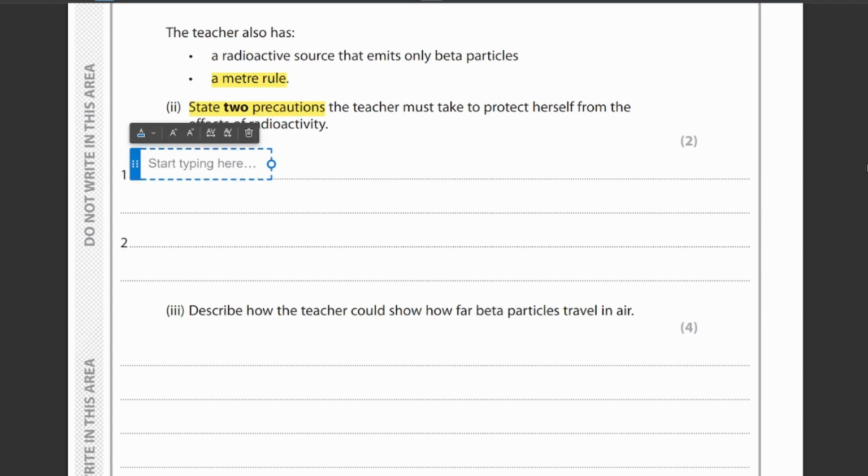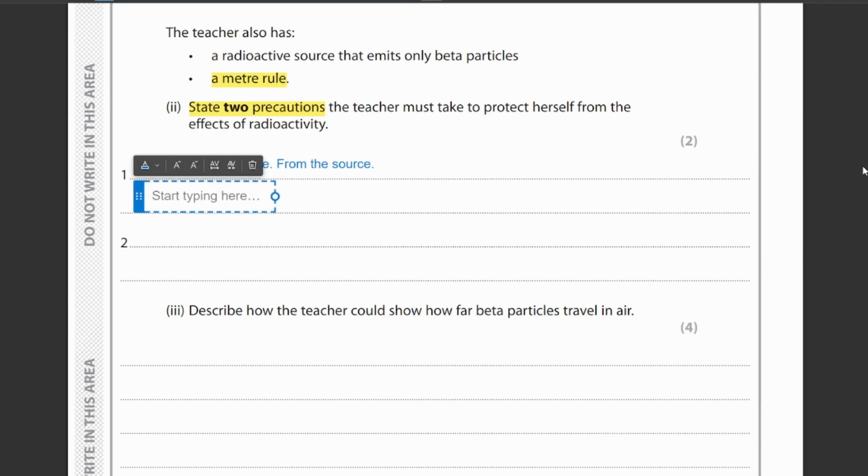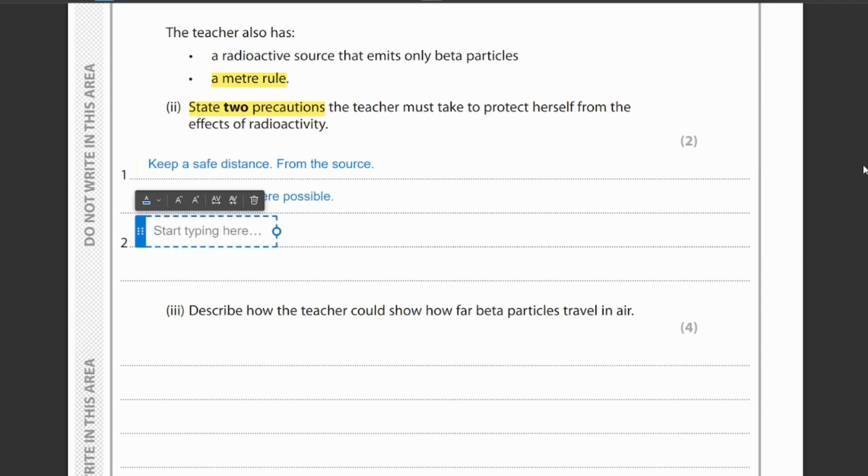There are a number of safety precautions that you would take. The first one I'm going to say is keep a safe distance from the source. Next, use shielding where possible. Also, wear gloves or tongs while handling the source. Any 2 of those should give you the 2 marks. There are a number of other precautions as well; when we look through the marking scheme, I'll discuss those.